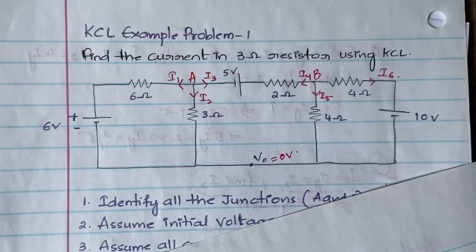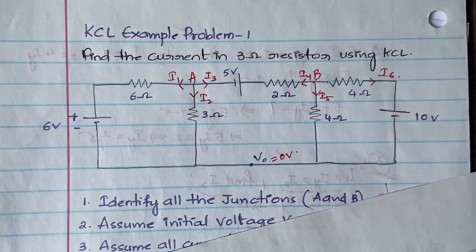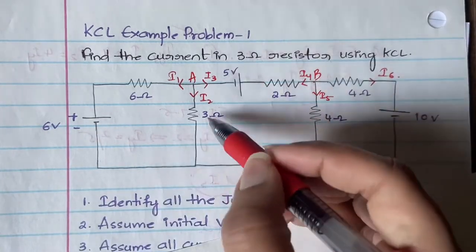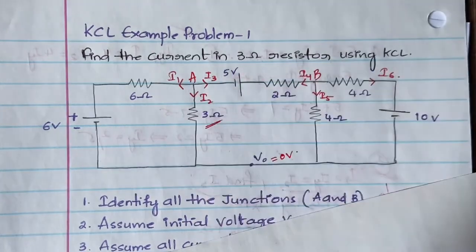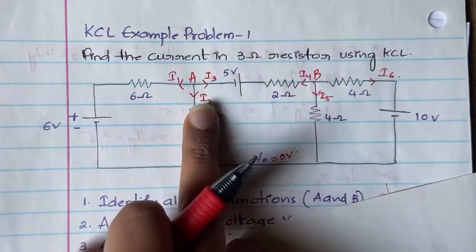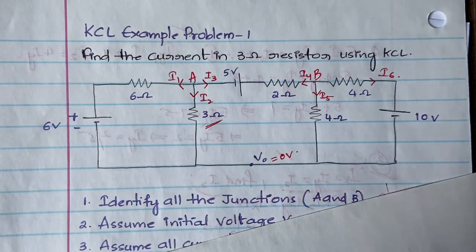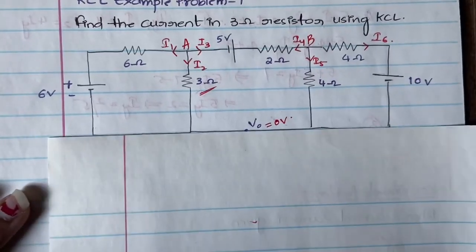Let me tell you the question properly. Find the current in the 3 ohms resistor using KCL. Where is the 3 ohms resistor? The 3 ohms resistor is over here. You have to find the current in the 3 ohms resistor, that is I2, using KCL. So that means you have to find the value of I2. Let us form equations, and from those equations let us try to find the value of I2.